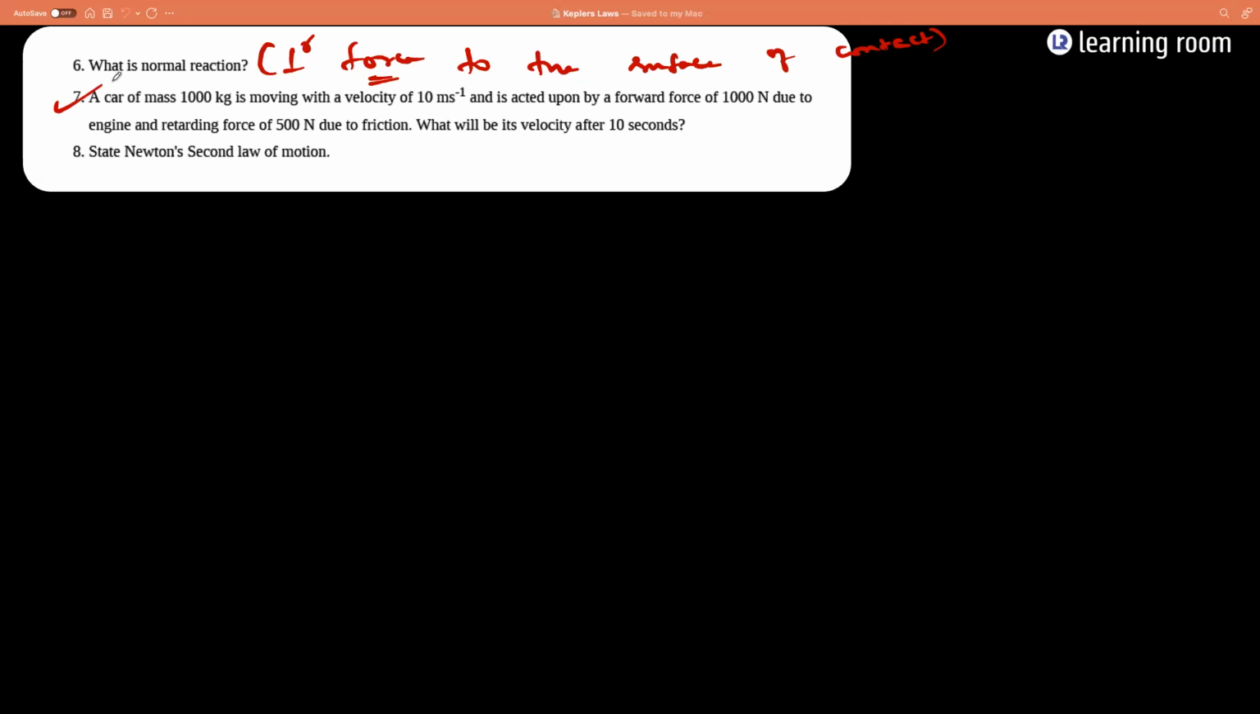There is a car of mass 1000 kilograms which is going with velocity of 10 meters per second. It's acted upon by force of 1000 Newton due to an engine and retarding force of 500 Newton due to friction. What is the velocity in 10 seconds? So initial velocity is 10 meters per second.